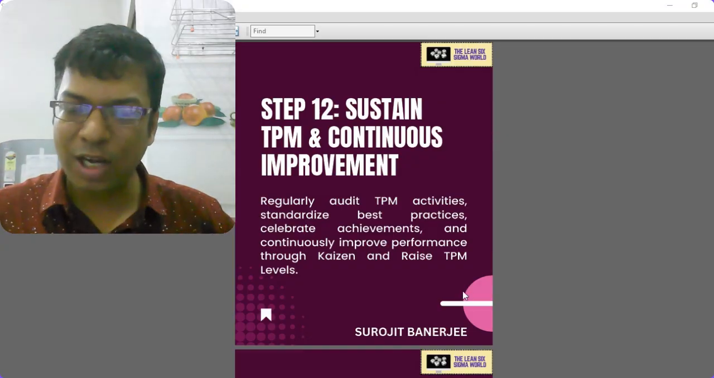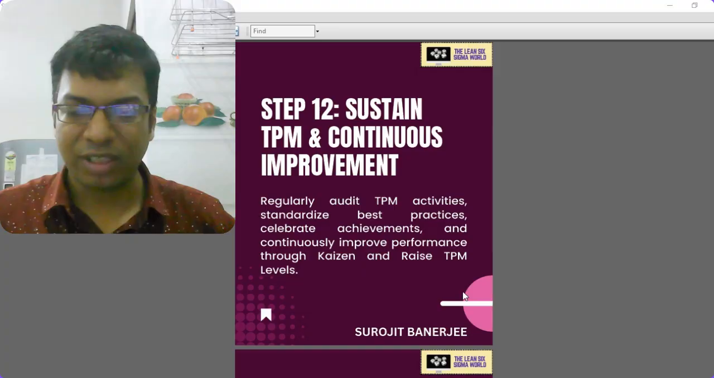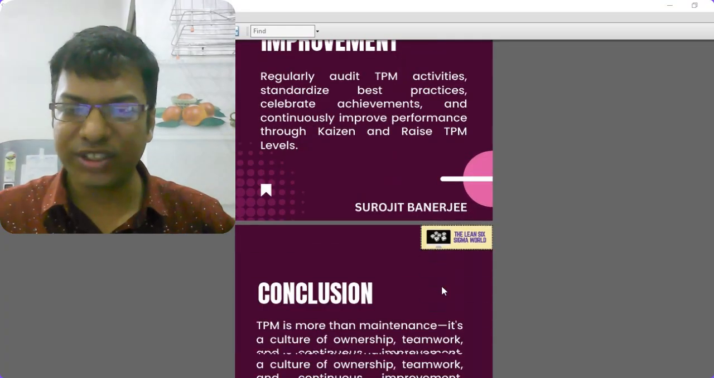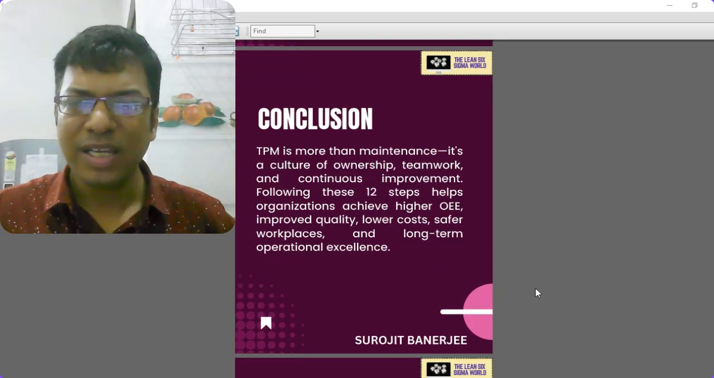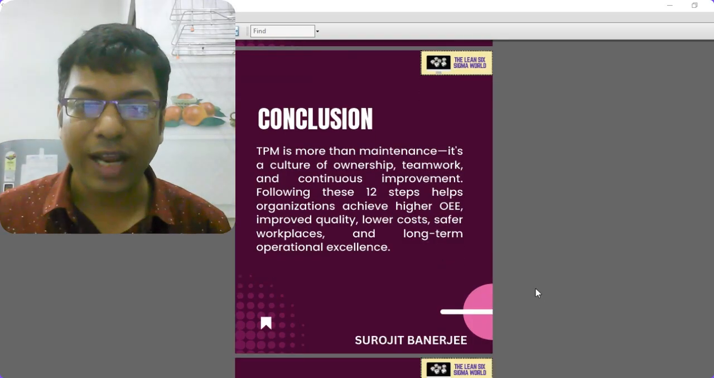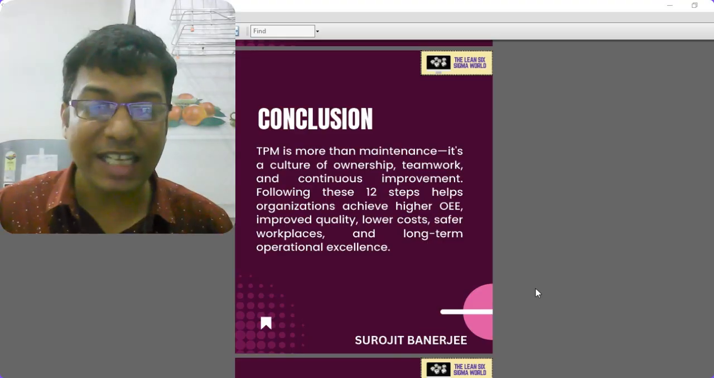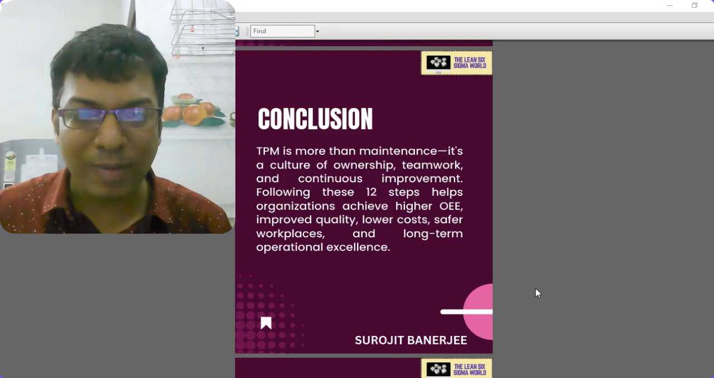So I have explained all the stages and steps involved in the TPM implementation. Now I'm moving into the conclusion stage. TPM is more than maintenance. It's a culture of ownership, teamwork, and continuous improvement. Following these 12 steps helps organizations to achieve higher OEE, improve quality, lower cost, safer workplaces, and longer-run operational excellence.